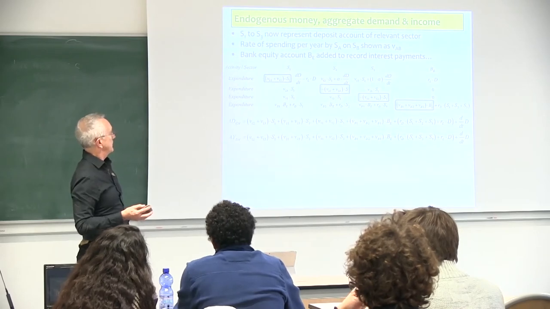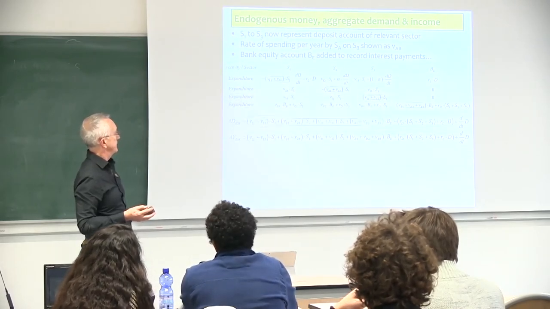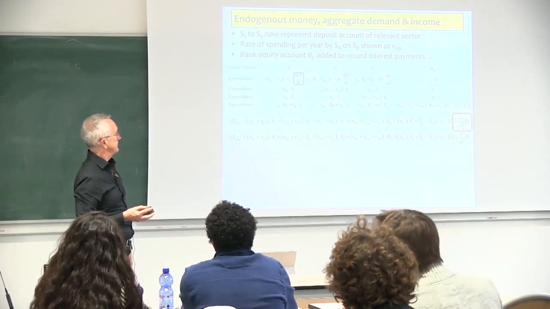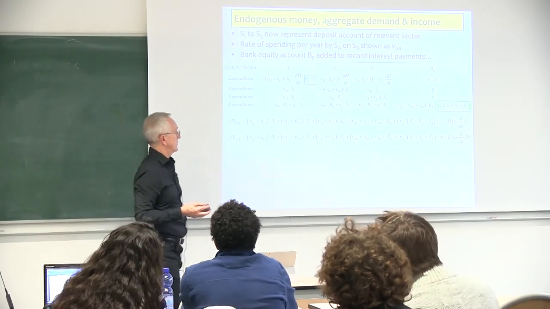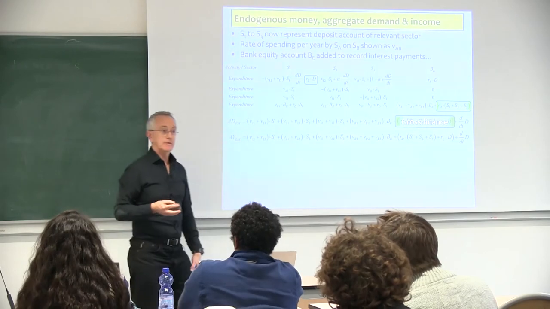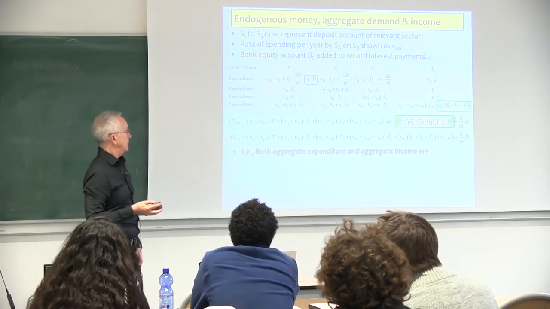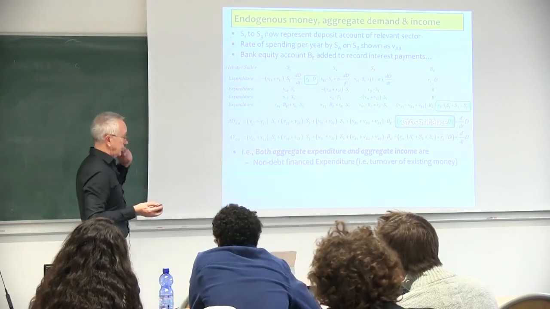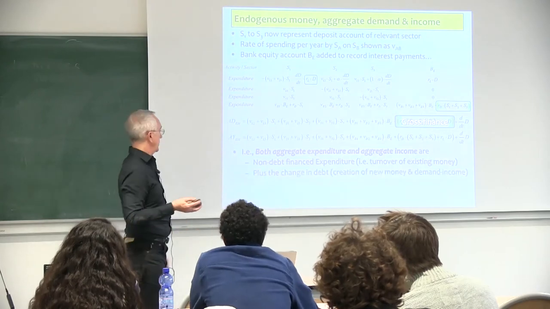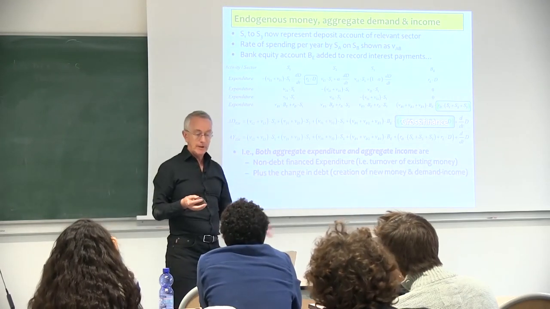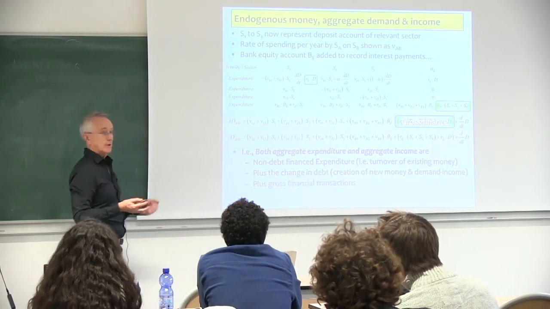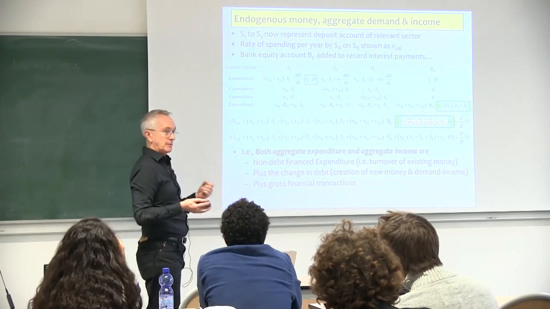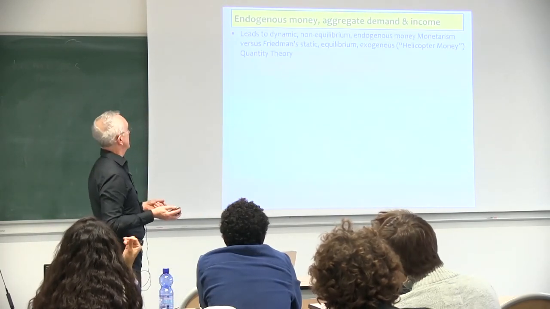That's the sum of spending out of existing money, which turns up here. Change in debt turns up both in income and expenditure. And so do gross financial transactions. Not net, but gross financial transactions turn up. So both aggregate demand and aggregate income, when you look at it in endogenous money terms, is non-debt finance, so that's turnover of existing money, plus the change in debt, which is creation of new money and demand and income, plus gross financial transactions. So you can integrate change in debt without violating expenditure as identical to income. You've just got a different source of expenditure.